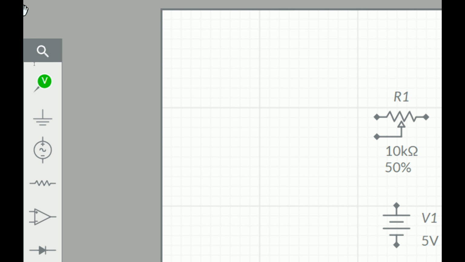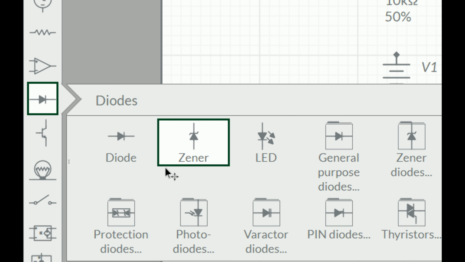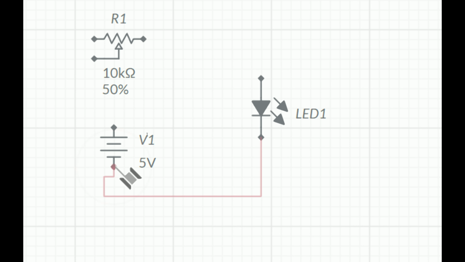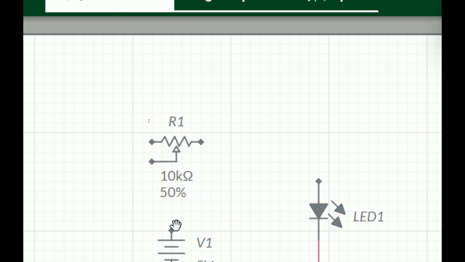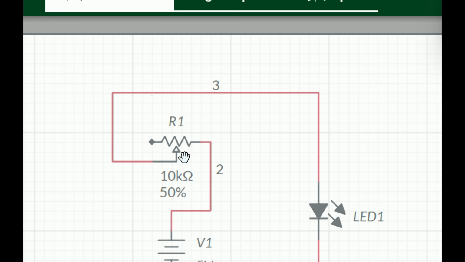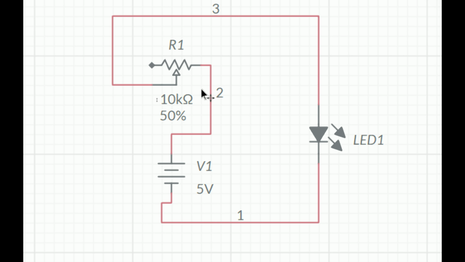Now let's place an LED. This will be the LED over here. Connect them. The negative cathode of the LED goes to your voltage source, and your voltage source will go to one end of your resistor, and from the other end this will go to the LED. We will leave one end empty because we are using it as a variable resistor only, not as a potentiometer. So this will be the circuit.